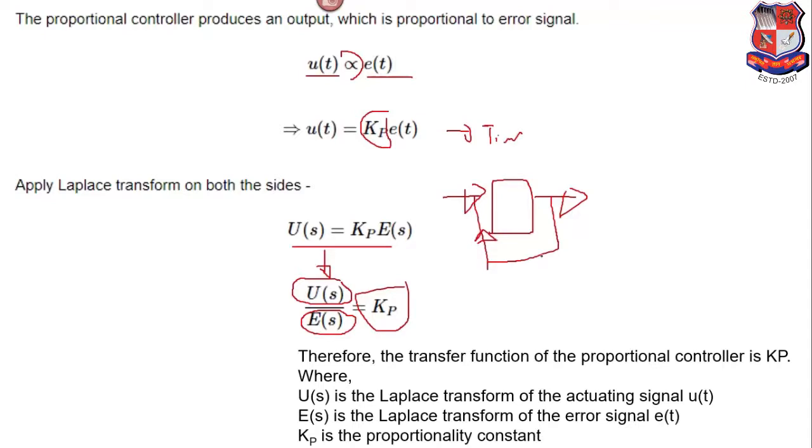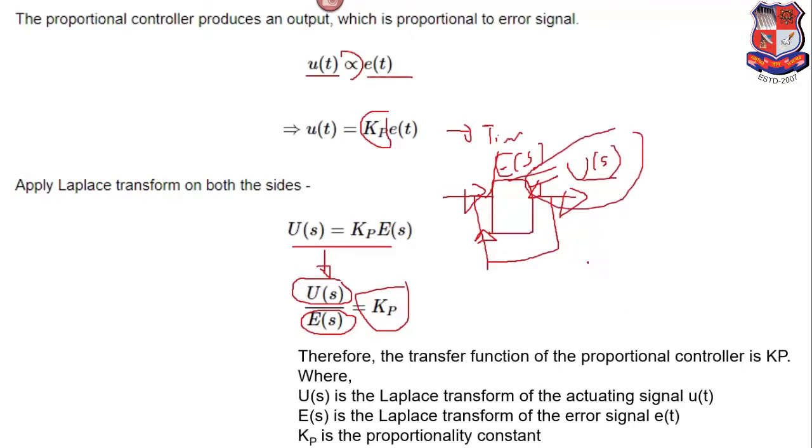Whatever the difference is between the output signal and the reference input, this creates the error signal. This is the error signal over there. This error signal produces the actuating signal, which is U(s). So ultimately in this system we have the error signal as an input, and U(s) in the form of output.